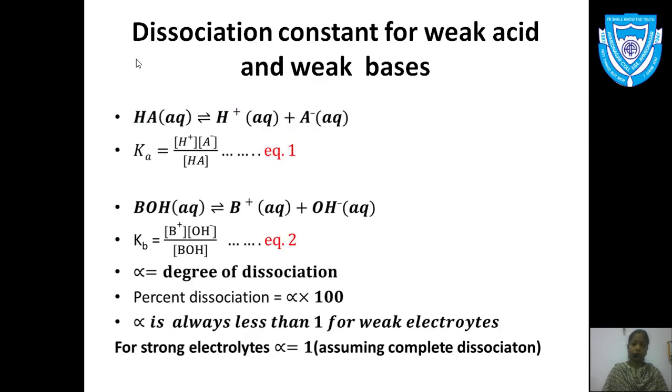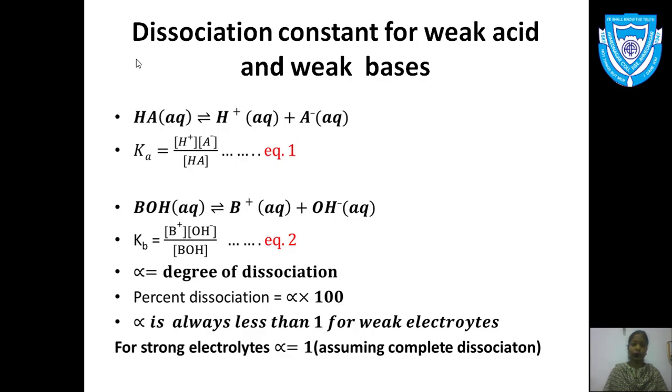Here HA represents the weak acid and it gives H+ ion and A- ion in an aqueous solution. So HA here is any general weak acid. It dissociates to give H+ ion and the anion part, that is A- ion. Now for this reversible reaction we can apply the law of mass action and we get the equation Ka equal to the concentration of H+ ion into the concentration of A- ion divided by the concentration of HA, that is equation number 1.